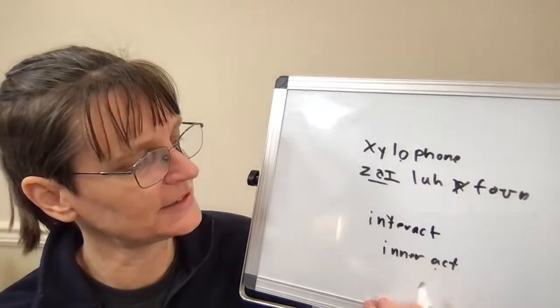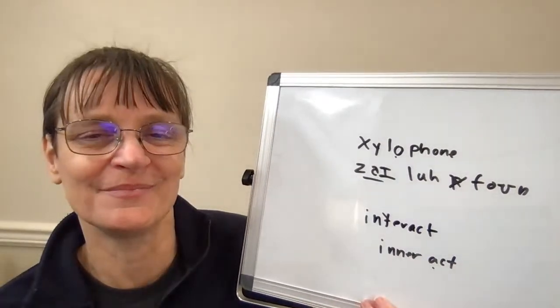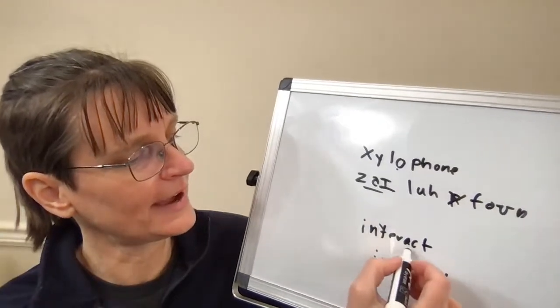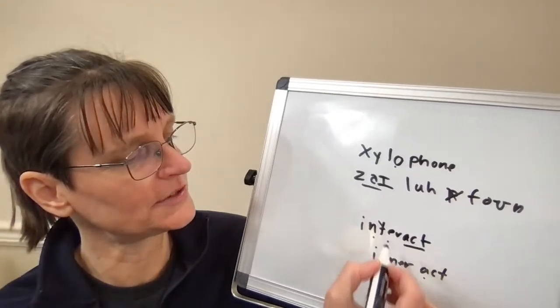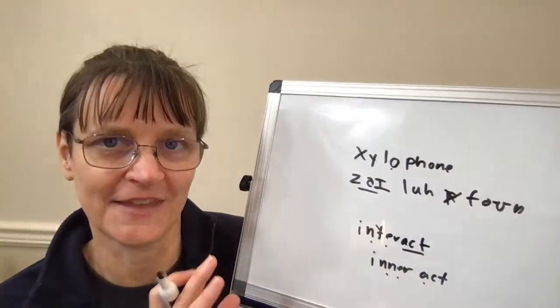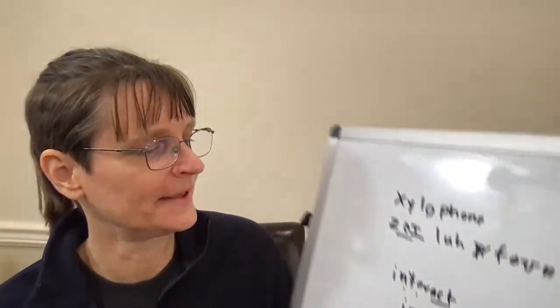This act is a black cat vowel like ah. And also interact has last syllable stress. So quick on the inter or inner and longer on the act, interact. Great, thank you. Let's see.